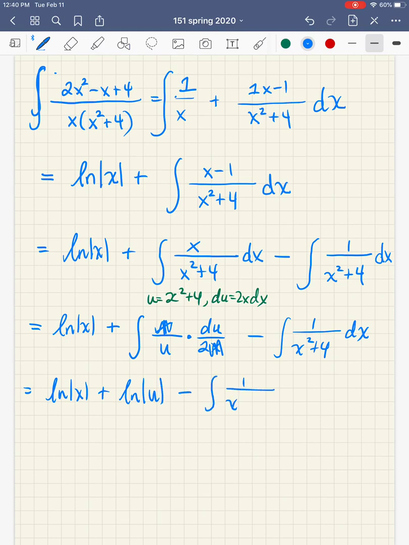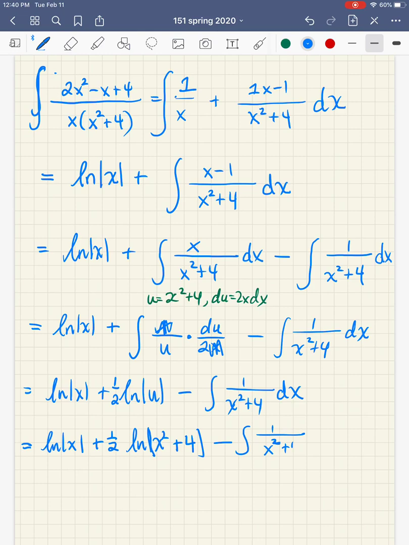Rewrite this thing here. And finally, I have this expression, 1/2, I forgot the 1/2, 1/2 natural log of x squared plus 4. And now I have this very last integral. And so I have minus the integral of 1 over x squared plus 4 dx.